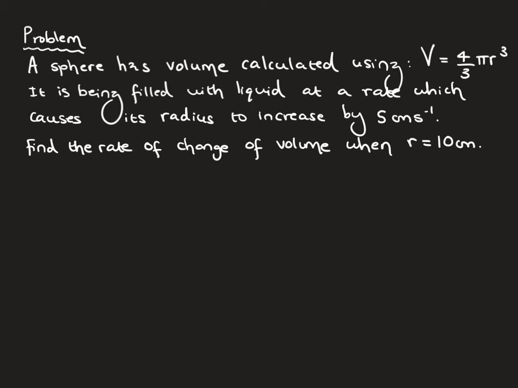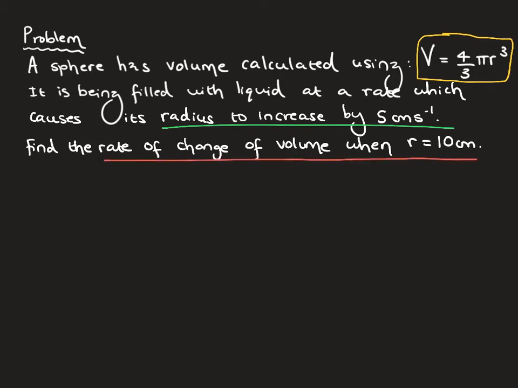A sphere has a volume which is calculated using this formula here. It is being filled with a liquid, so the volume of liquid is increasing at a rate which causes the radius to increase by 5 centimetres seconds to the minus 1. We're then being asked to find the rate of change of volume when r equals 10 centimetres.